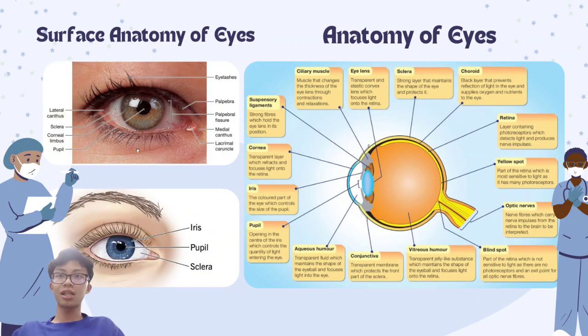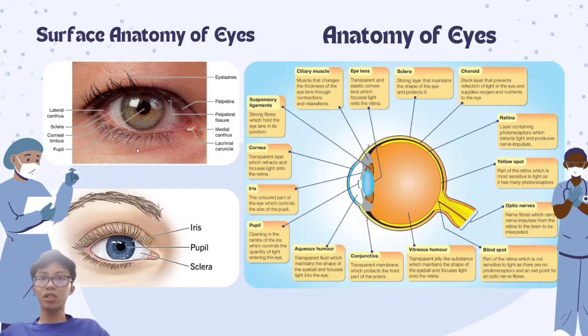Then we have the sclera, the strong layer that maintains the shape of the eye and protects it. Don't forget that we have the eye lens, which is the transparent and elastic convex lens that focuses light onto the retina. We also have the ciliary muscle that changes the thickness of the eye lens through contractions and relaxations. And then suspensory ligaments, the strong fibers which hold the eye lens in its position. Don't forget that we also have the choroid, the black layer that prevents the reflection of light in the eyes.